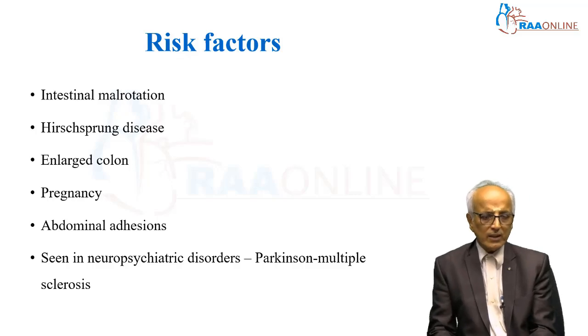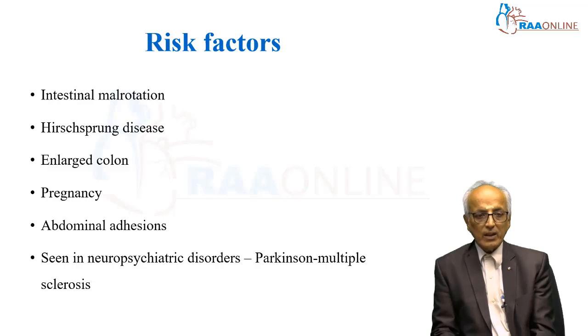So what are the risk factors for volvulus? Intestinal malrotation, Hirschsprung's disease where the gut is hugely dilated, enlarged colon for any other reason, pregnancy which leads to dilatation of predominantly many intra-abdominal viscera, luminal structures. Abdominal adhesions can lead to volvulus. Volvulus is seen in some neuropsychiatric disorders like Parkinson's disease or multiple sclerosis.